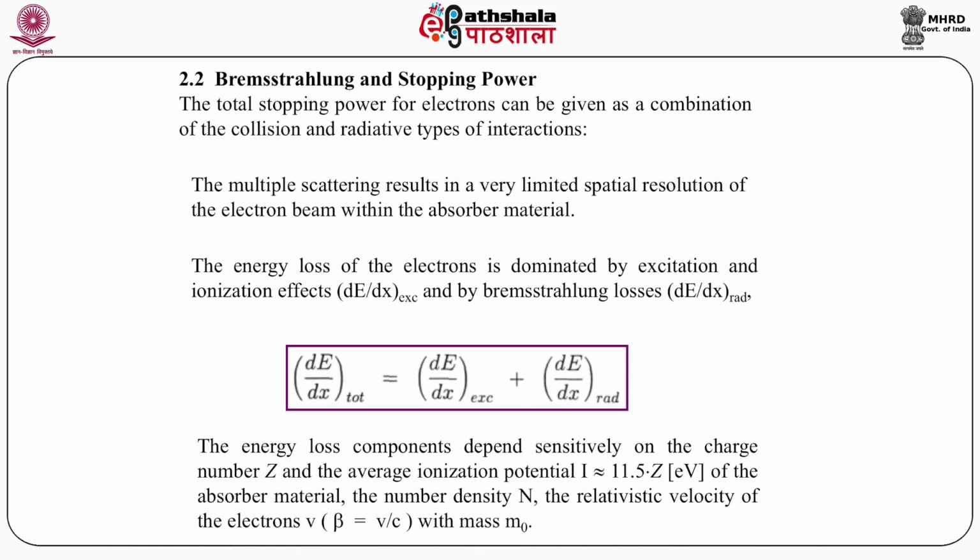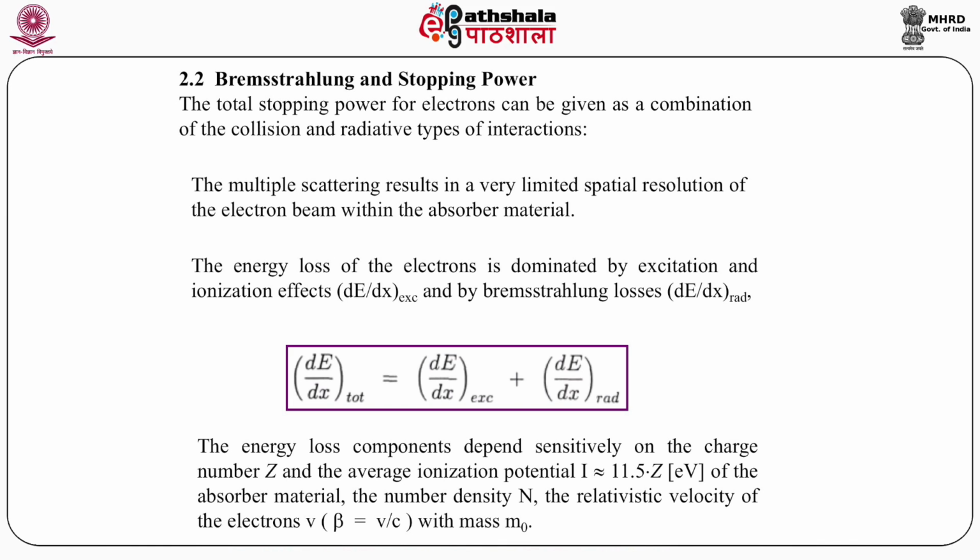Bremsstrahlung and stopping power. The total stopping power for electrons can be given by a combination of the collision and radiative types of interactions. The multiple scattering results in a very limited spatial resolution of the electron beam within the absorber material. The energy loss of the electrons is dominated by excitation and ionization effects, dE by dx of excitation, and by Bremsstrahlung loss, dE by dx of radiative loss.